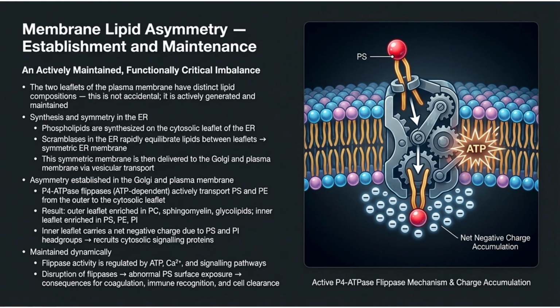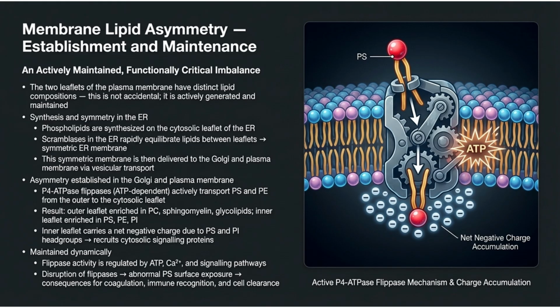The endoplasmic reticulum membrane is therefore roughly symmetric. Lipids are distributed fairly evenly between the two leaflets. But as membrane lipids travel via vesicular transport from the endoplasmic reticulum through the Golgi apparatus to the plasma membrane, asymmetry is imposed and then strictly enforced.